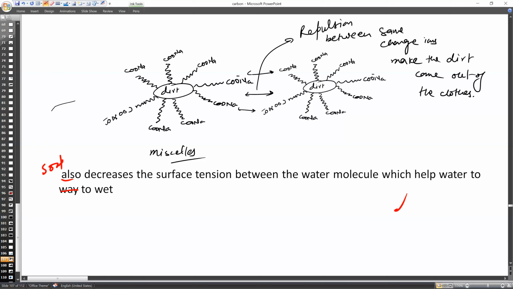That soap decreases the surface tension between the water molecules, which helps water to wet, or which increases wettability. So please note this one. And have you made these diagrams properly? Please make these diagrams also.